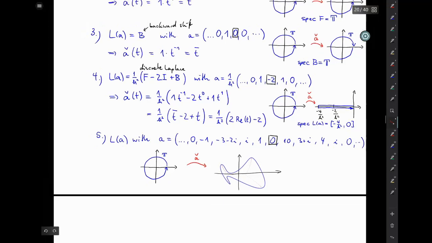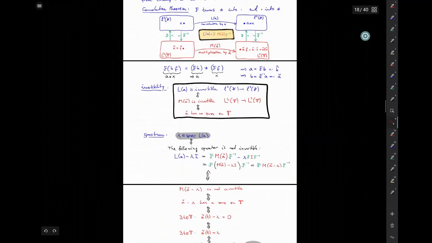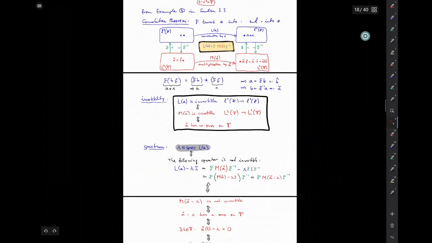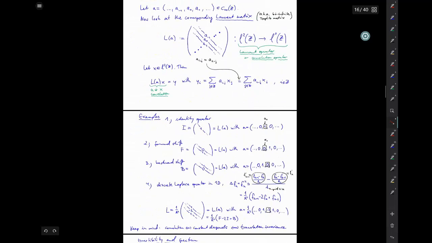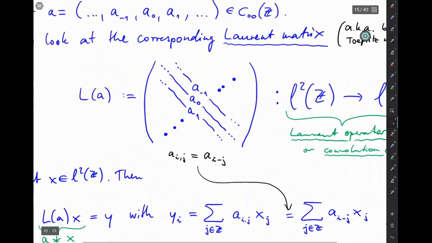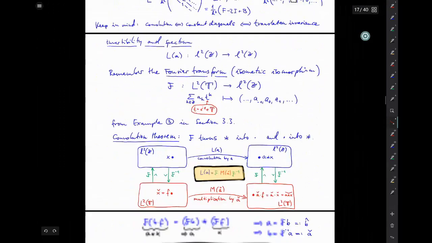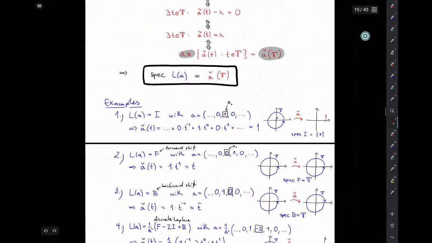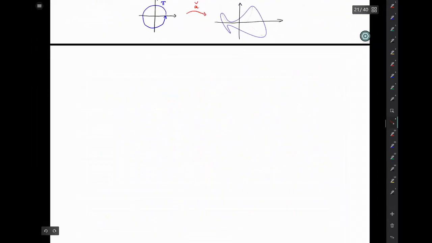Okay, so we have seen that the Fourier transform is quite a powerful tool. It helps us to understand invertibility and even compute the spectrum of convolution operators, which are pretty arbitrary bi-infinite matrices with constant diagonals. In fact, you can do even more with, let's call it the big brother of the Fourier transform.